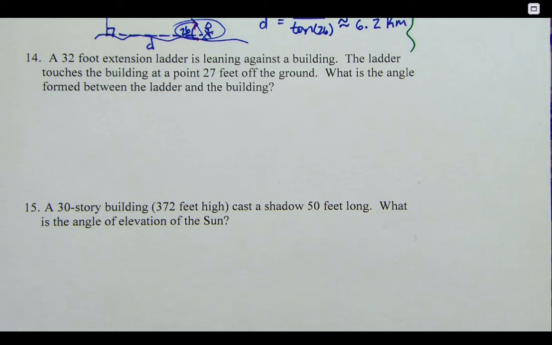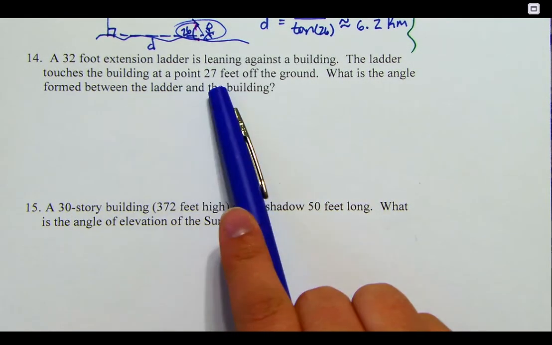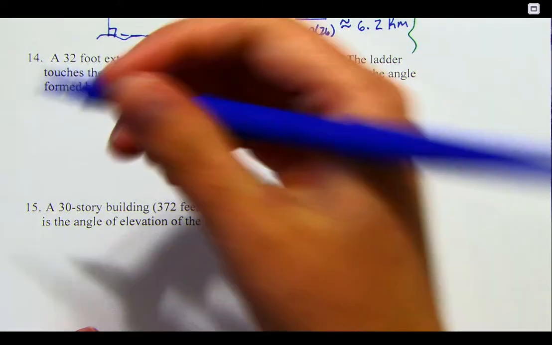All right, so again, we're going to start with a picture. Now, when we are reading through this, when it says the ladder touches the building at a point 27 feet off the ground, that does not mean it is touching the top of the building. So we actually have no idea how high our building is. So when I draw my picture, I'm going to illustrate that.